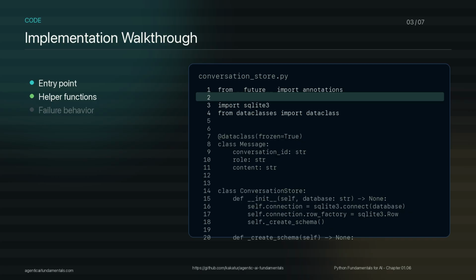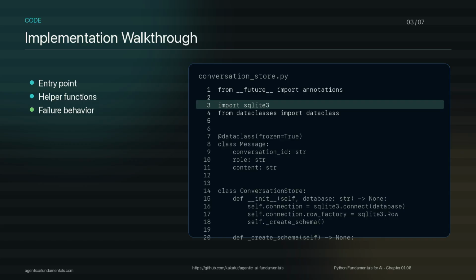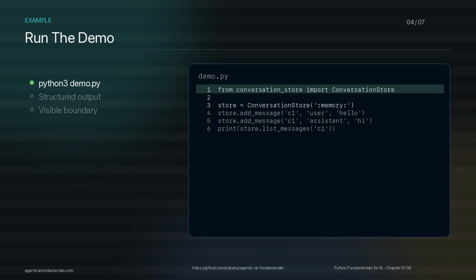Keep the database contract small. The caller should ask for operations like save_message or list_messages, not build SQL fragments or know which table stores which column. Run the demo and watch the insert, query, and return messages.